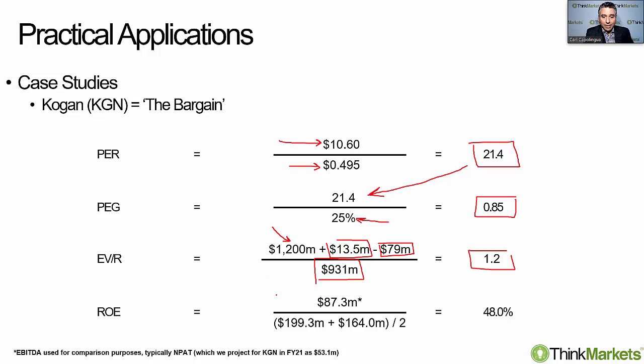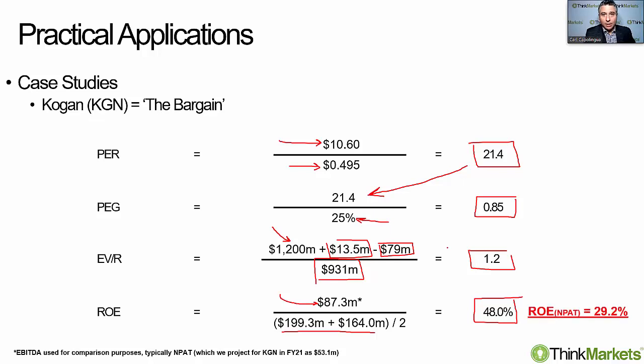In terms of return on equity, again, this is EBITDA, not NPAT, but we forecast that EBITDA to be 87.3 million for the full year, and we worked out our total equity numbers here for the current and the last period. If you calculate that, you will get a number of 48%, which is more attractive, again, than Afterpay, but not as attractive as Fortescue.